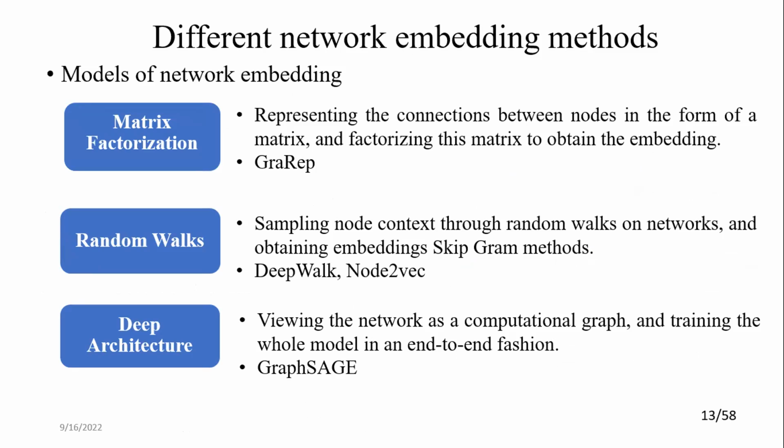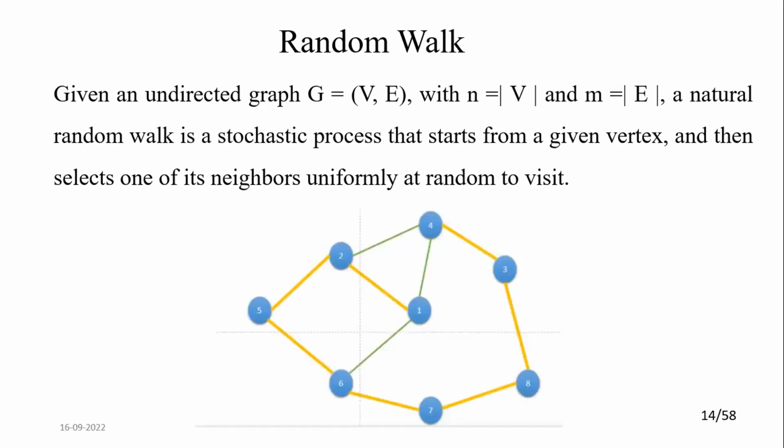Next is random walk, where we sample through random walks along the network, and then apply an embedding method. DeepWalk and node2vec are examples of random walk methods. Next is deep architecture, that is viewing the network as a computational graph and then training the entire model end to end. GraphSAGE is an example. And then what is actually a random walk?